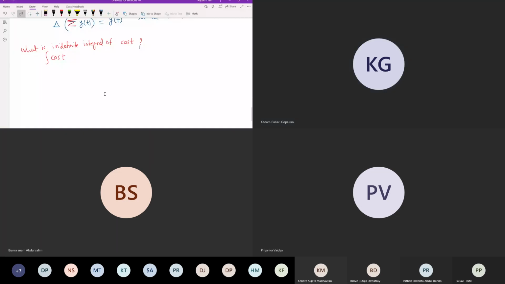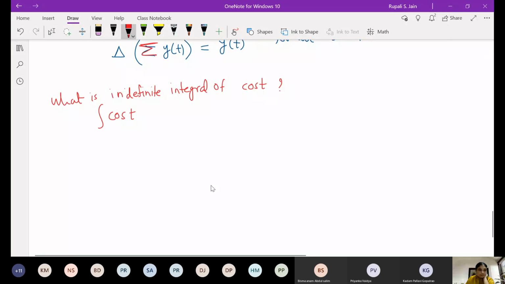What is the indefinite integral of cos t? Sin t. Only sin t? Sin t plus some constant. Plus constant, yes. Arbitrary constant.